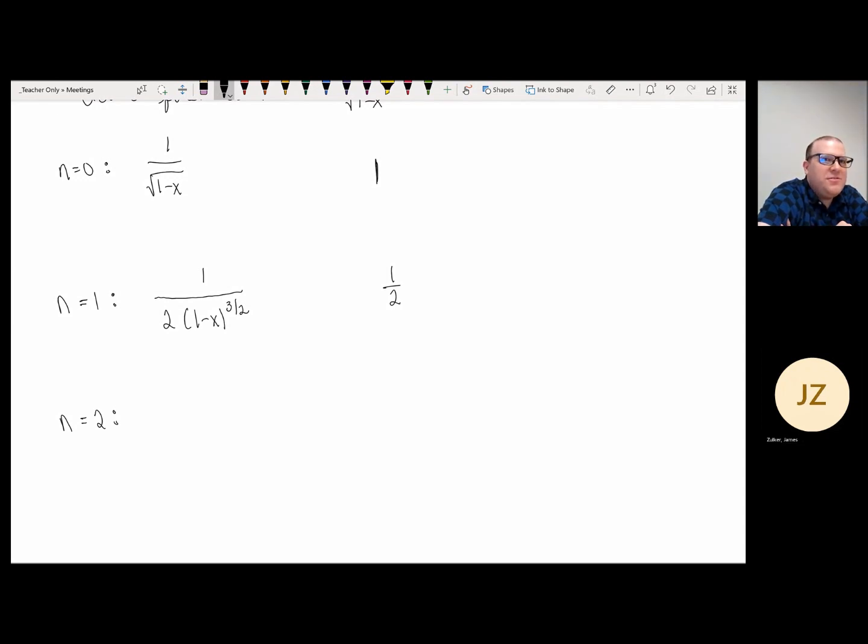We want that derivative now. Be negative 3/2 times that 1/2. Right, so negative 3/4. Right then, 1 over 1 minus x to the 5/2 times negative 1. Evaluated at 0, 3/4.